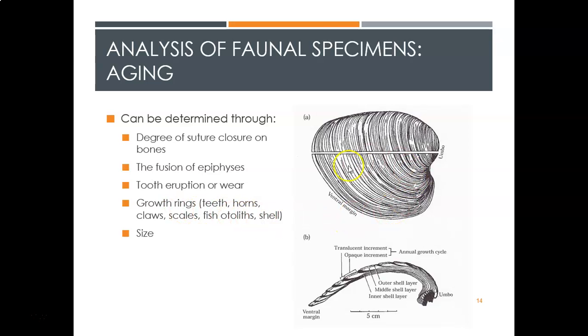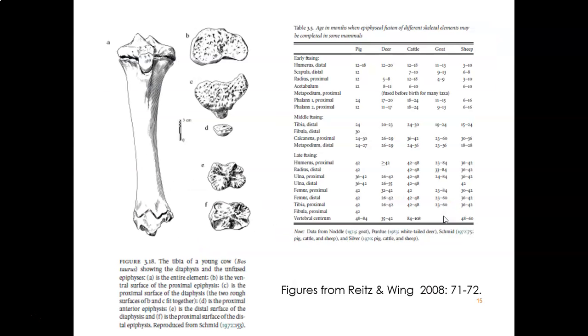We talked about growth rings in shell relating to seasonality, but of course this can also tell us about the age of that individual. And it's not just shell, but we can also look at growth rings in teeth and horns and claws and scales as well. And overall size is usually a good indication. Generally speaking, younger individuals are smaller than older individuals in many animals.